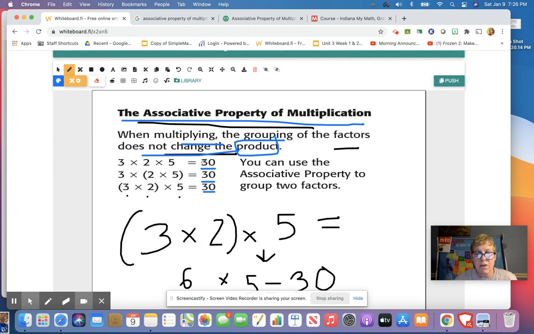So 3 times 2 times 5 is 30. 2 times 5 first is 10, times 3 is 30. 3 times 2 is 6, times 5 is 30. You're always going to get the same answer. And that's how easy it is to multiply three numbers.